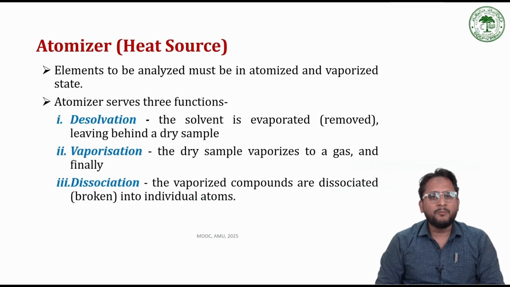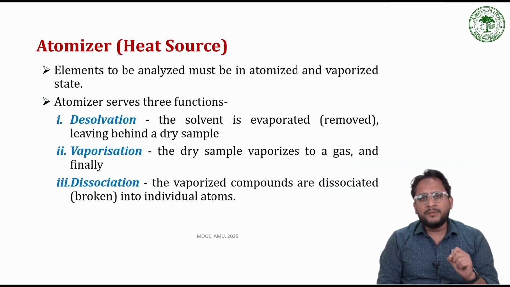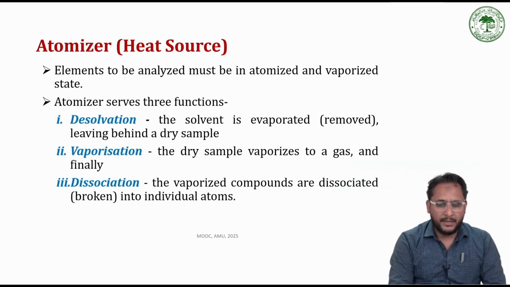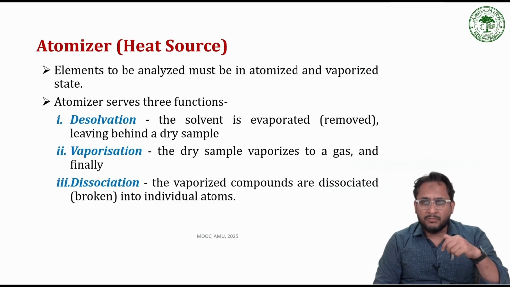Now the second main component of atomic absorption spectroscopy is the atomizer, or we can say the heat source. The job of this atomizer is to convert the sample into individual atoms. So there are three steps that are carried out, or I should say there are three functions of this atomizer.